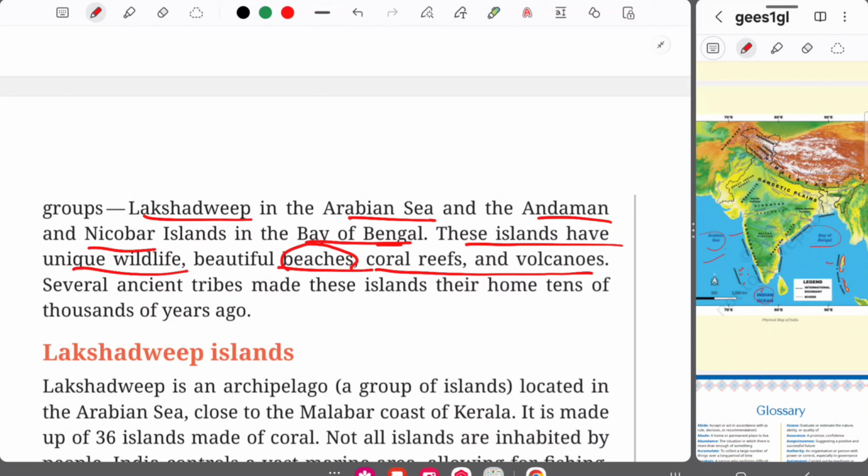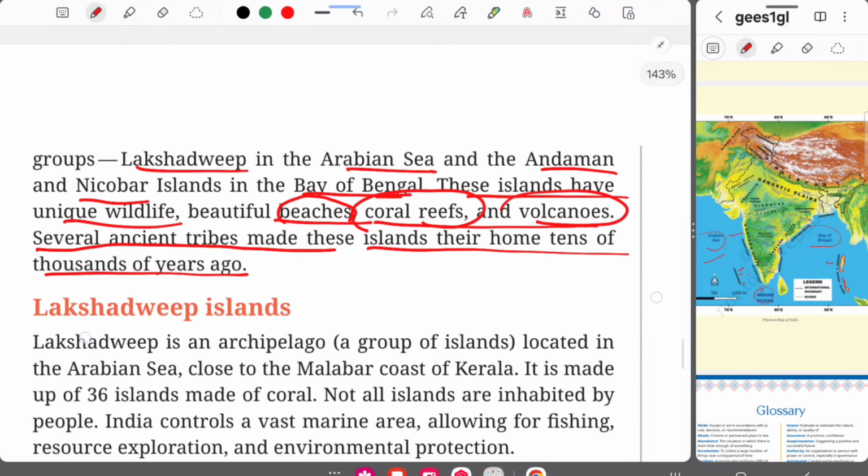These islands have very clean beaches, rich coral reefs, and many volcanoes as well. Several ancient tribes made these islands their home tens of thousands of years ago, and they stayed there. Some of the tribes in the Nicobar Islands, we have heard, are still living there with no development. They are still living a natural way, still using bow and arrow. They are not wearing clothes, or they are wearing leaves, something like that. You will still find that kind of tribe even today.